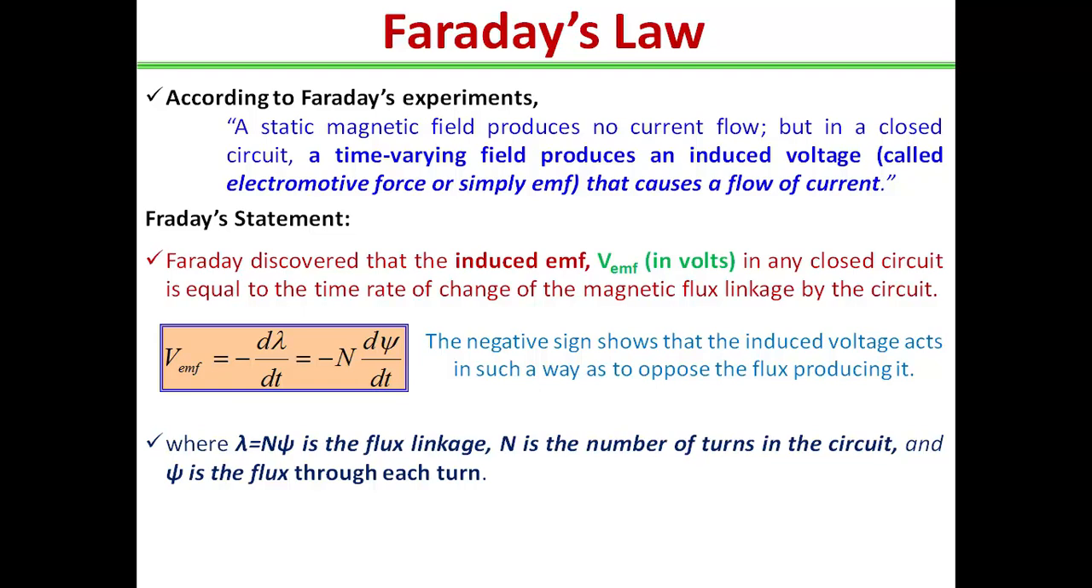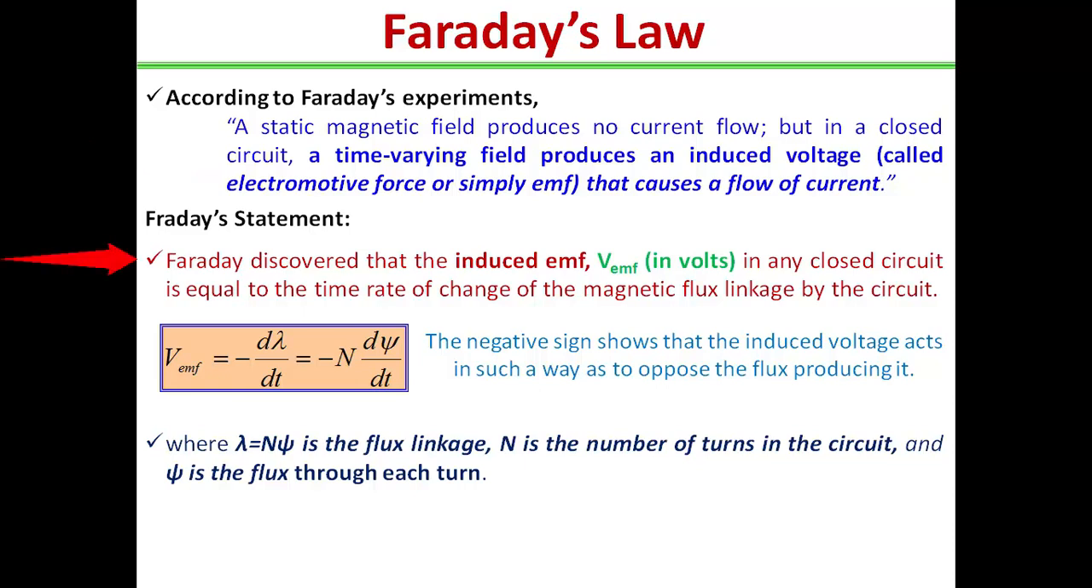it seemed logical to find out whether magnetism would produce electricity. Two scientists, Michael Faraday in London and Joseph Henry in New York, discovered that a time varying magnetic field would produce an electric current. So, according to Faraday's experiment, a static magnetic field produces no current flow, but in a closed circuit, a time varying field produces an induced voltage that is called electromotive force, or simply EMF, that causes a flow of current in that circuit.